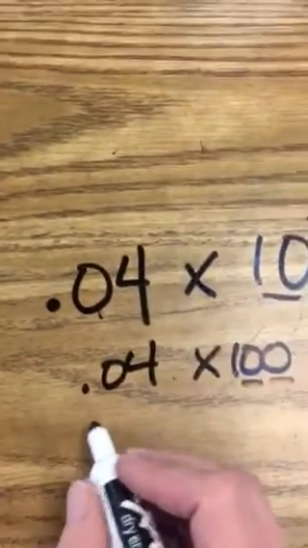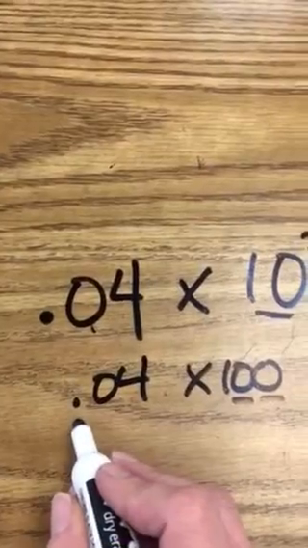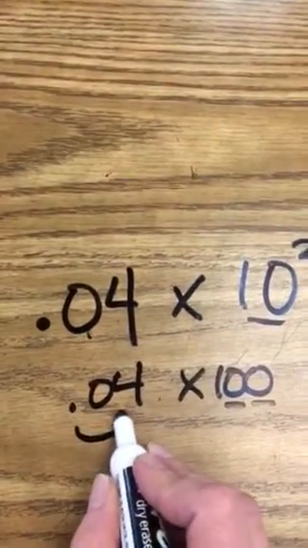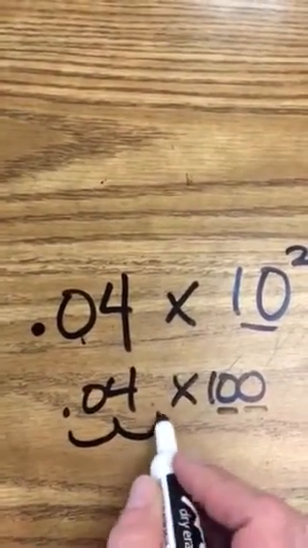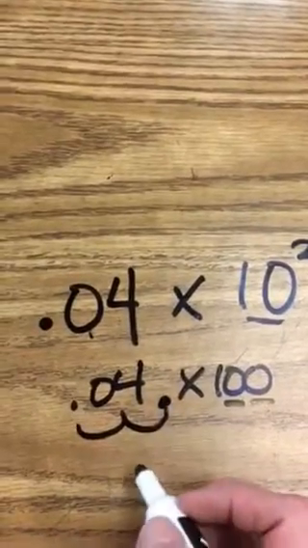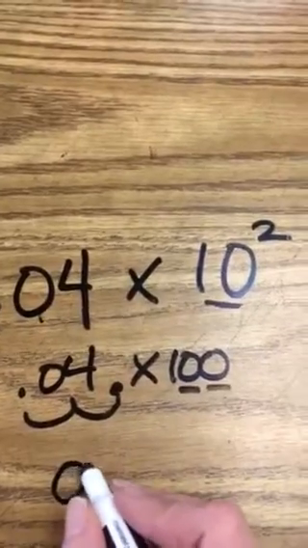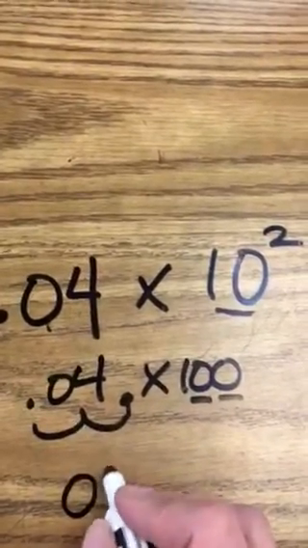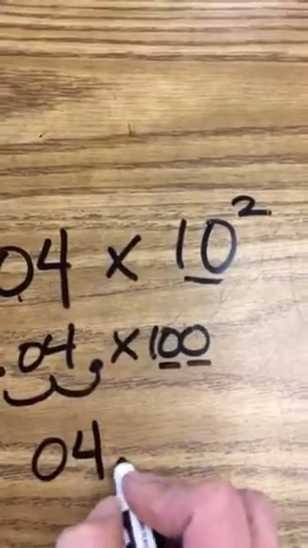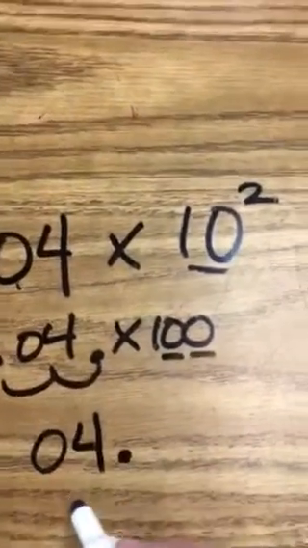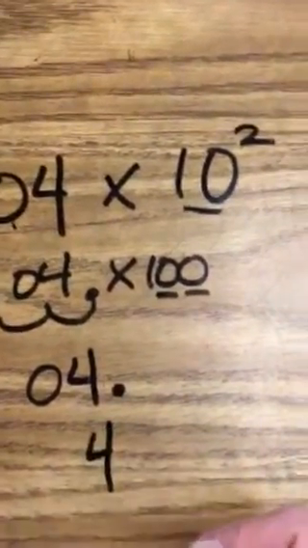Because I'm working in 2D, I'm going to take my decimal point and hop it 1 place value, 2 place values. And so my decimal will end up over here. And when I rewrite my problem, I can put that 0 in front. It's just a placeholder at this point. But I now have 4 decimal points, which is the same as 4 whole number, or 4. Easy peasy, right?